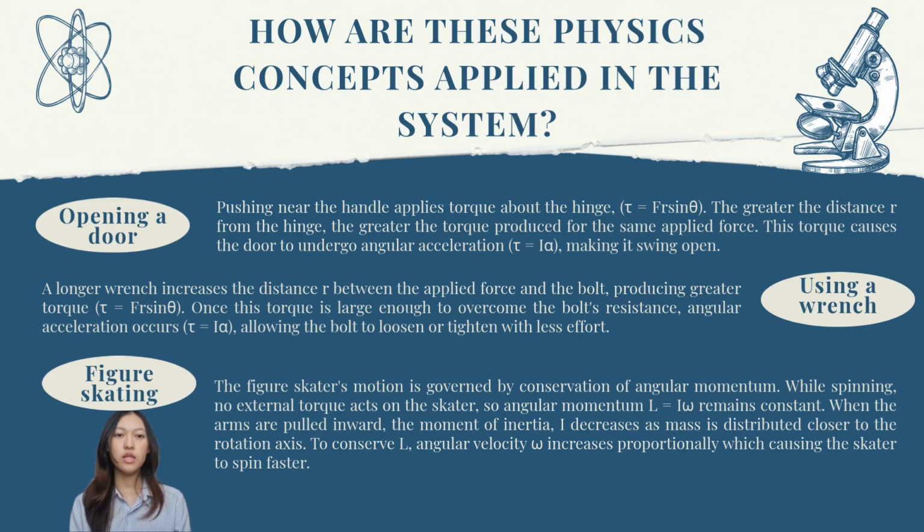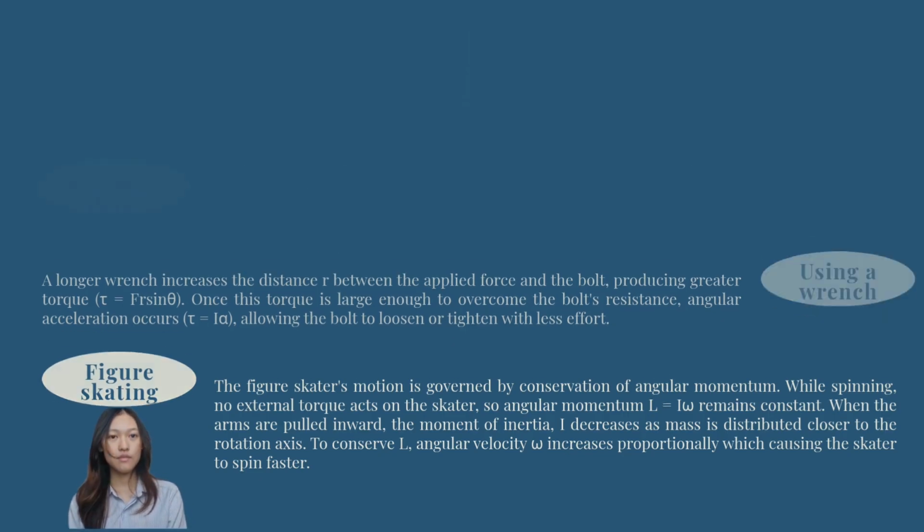For figure skating, the formula is L equals I omega. Since angular momentum has to stay constant during the spin, and the moment of inertia decreases as the arms pull in, the angular velocity has to increase to balance it out. That's the conservation law at work.